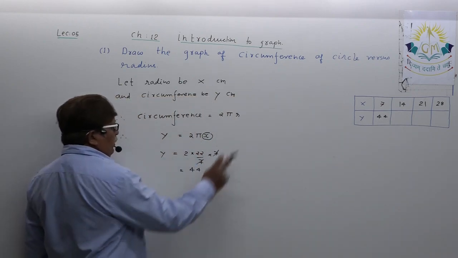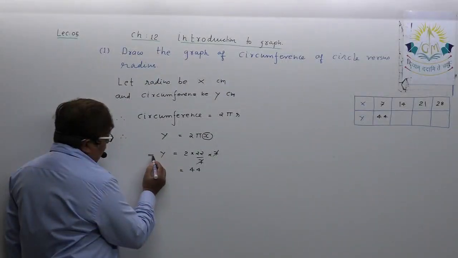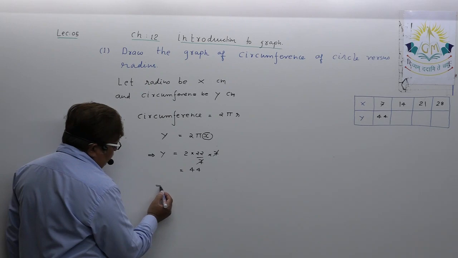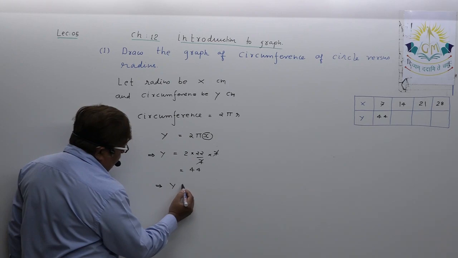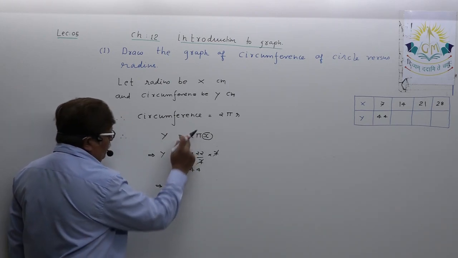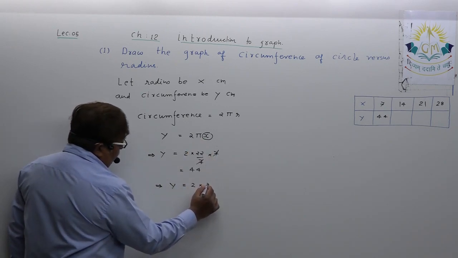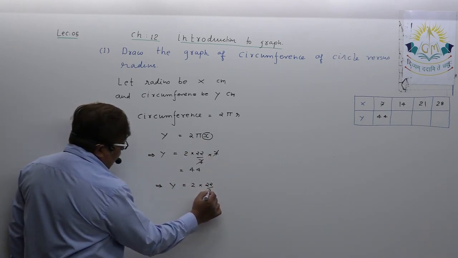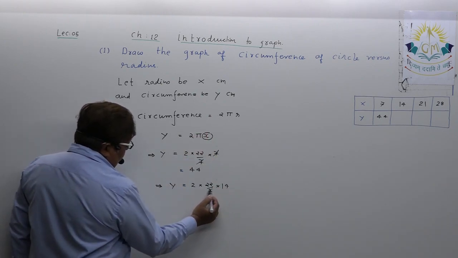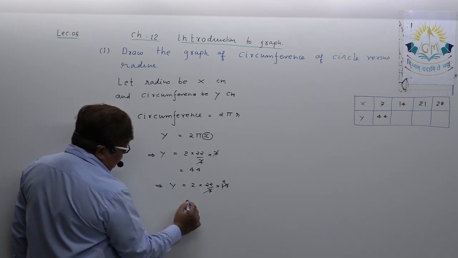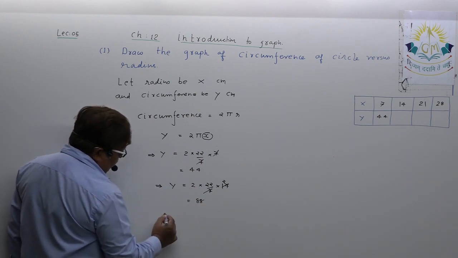Then, dear student, if you take the second value, this is for the first value. Again, y equal to 2 as it is, as per the formula. Value of pi 22 upon 7 into 14. Cancel 7, 2 twos are 2, 2 twos are 4, 22 fours are 88.